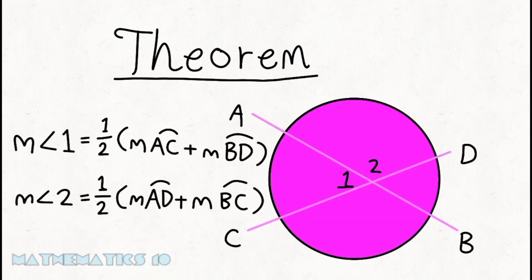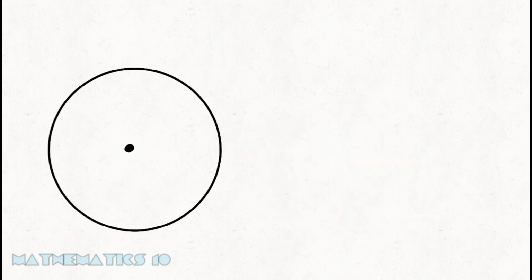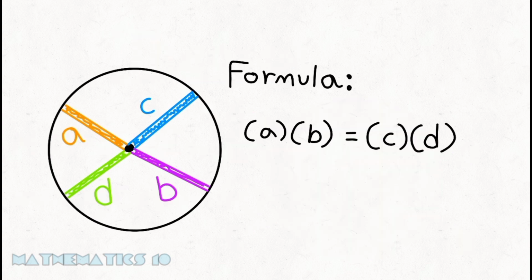If 2 secants intersect in the interior of a circle, then the measure of the angle formed is 1/2 the sum of the measures of the arcs intercepted by the angle and its vertical angle. If 2 chords of a circle intersect, then the product of the measures of the segments of one chord is equal to the product of the measures of the segments of the other chord.